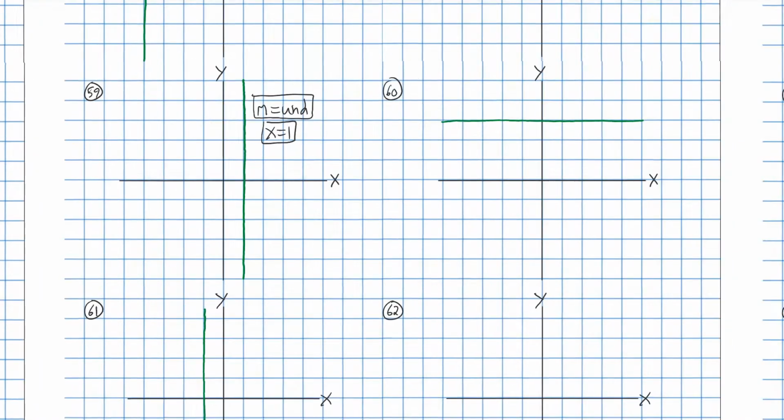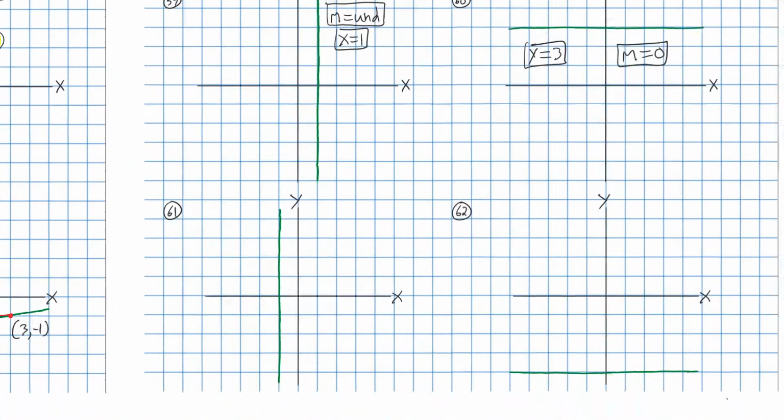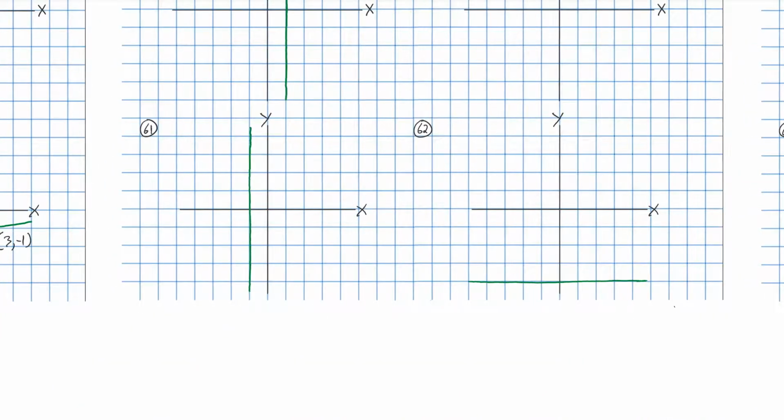For number 60, the equation is y equals 3, and the slope is 0. Slope of horizontal lines is always 0. Try 61 and 62. When you come back, we'll do them together.